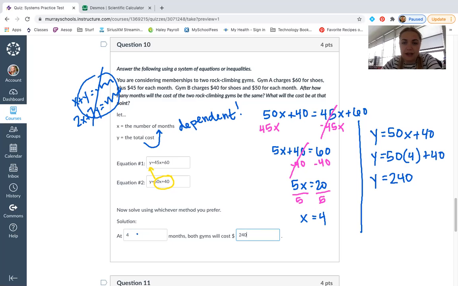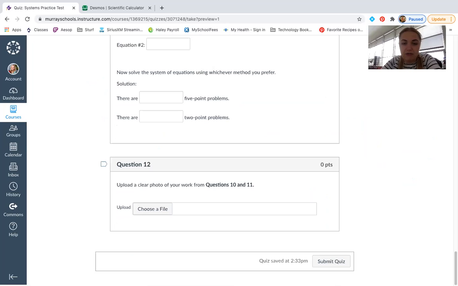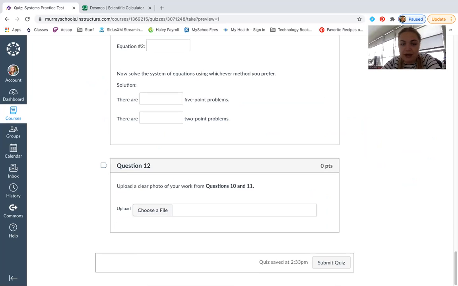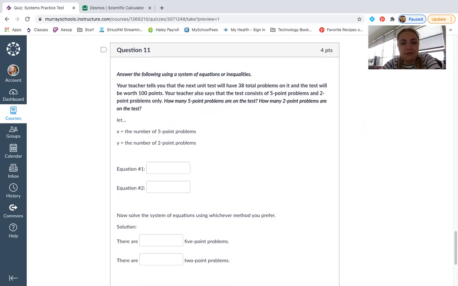Okay, let's go down to problem 11. So again, 10 and 11 are both uploaded. On problem number 12, answer the following using a system of equations or inequalities. Your teacher tells you that the next unit test will have 38 problems total on it, and the test will be worth 100 points. Your teacher also tells you that the test consists of 5-point problems and 2-point problems only. How many 5-point problems are on the test, and how many 2-point problems are on the test?